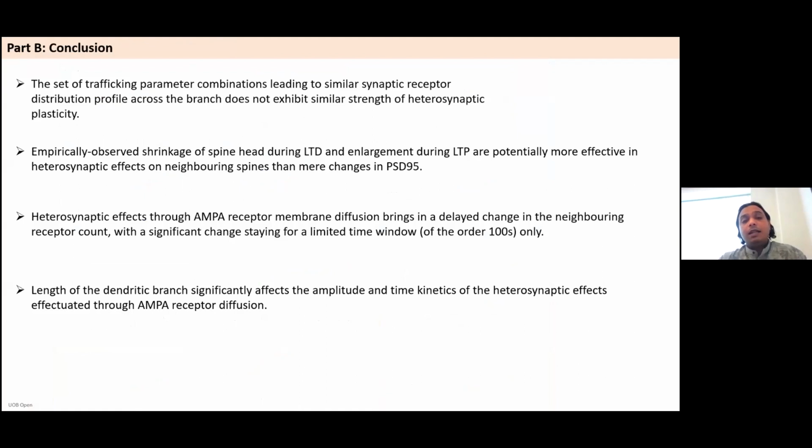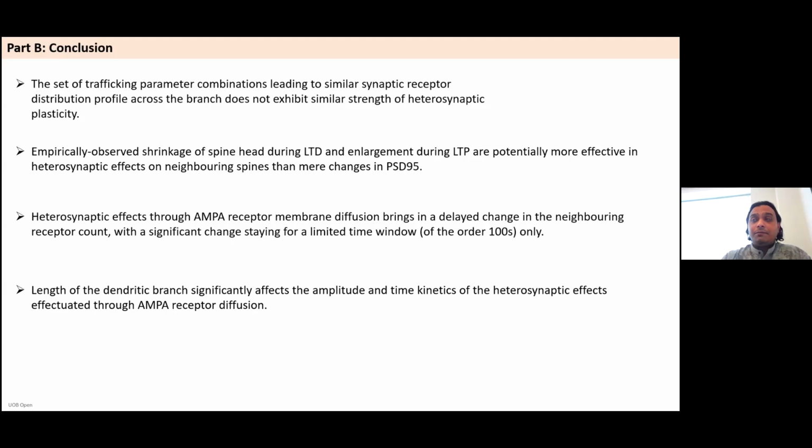So with this, I would like to conclude part 2, where we observe that a set of trafficking parameter combinations which leads to similar synaptic receptor distribution across the branch does not necessarily mean that they will also exhibit similar strength of heterosynaptic plasticity. And we observe that the empirically observed shrinkage of a spine head during LTD and enlargement during LTP are potentially more effective in heterosynaptic effect than mere changes in the PSD95 density.